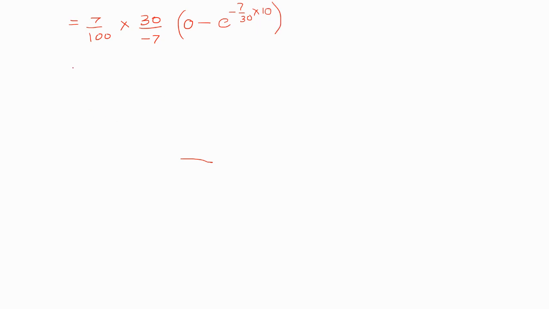Let me simplify this. Cancelling the 7 with the 7, and the 0 with the 0, the negative and negative signs also cancel. The 10 and the 0 get cancelled. It is 3 by 10 into e raised to minus 7 by 3. So this is my final answer for sub question 1.